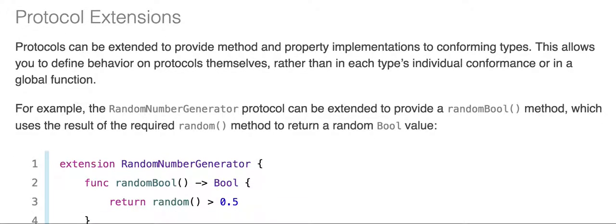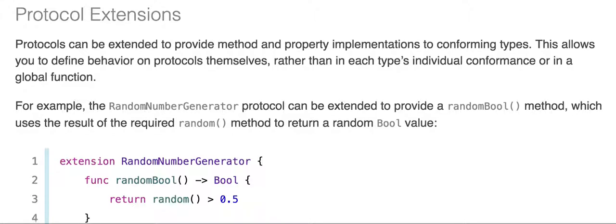And protocol extensions. Protocols can be extended to provide method and property implementations to conforming types. This allows you to define behavior on protocols themselves rather than in each type's individual conformance or in a global function. For example, the RandomNumberGenerator protocol can be extended to provide a randomBool method which uses the result of the required random method to return a random Bool value.